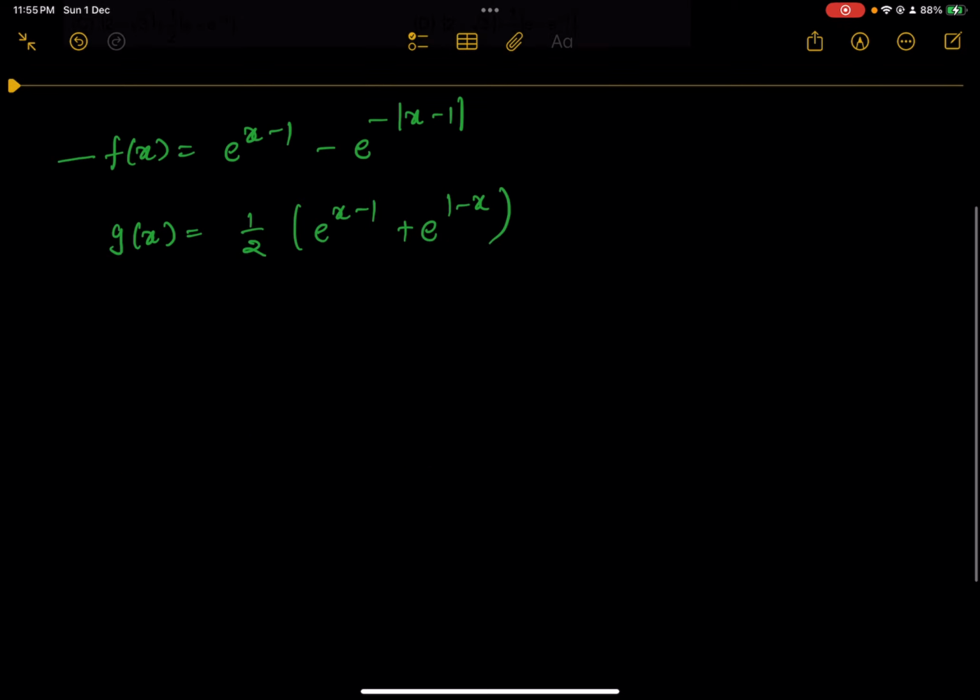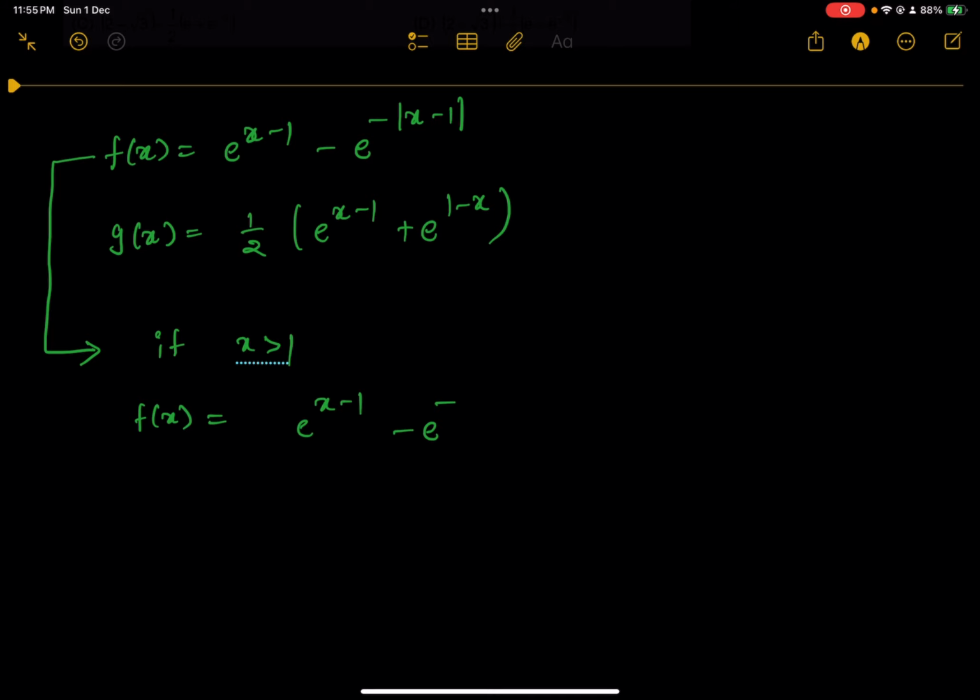Okay, let us consider this function. If x is greater than 1, let us say, then f of x is equal to e to the power x minus 1 minus e to the power minus mod x minus 1. Since x is greater than 1, the inner quantity is positive, so mod x minus 1 will be simply x minus 1. So this will be e to the power x minus 1 minus e to the power 1 minus x.